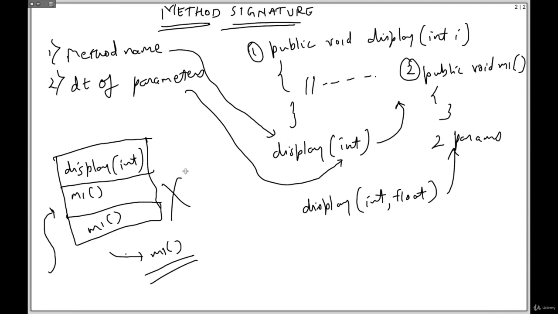Now one point to be noted over here is that the method signature doesn't have the return type of the method. So return type is not a part of the method signature. So if you have two methods with different return types, the signature for both will be the same, and hence they both can't be there in the same class.